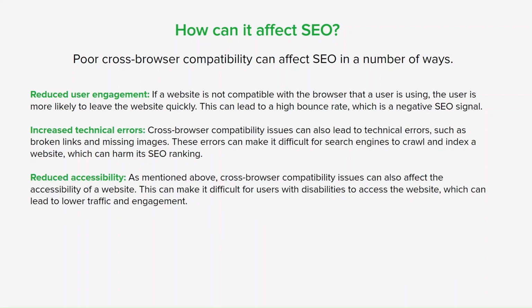And as mentioned above, cross-browser compatibility issues can also affect the accessibility of a website. This can make it even more difficult for users with disabilities to access the website, and it leads to lower traffic and engagement. In addition to that, Google has stated that cross-browser compatibility is a factor that it considers whenever they're ranking websites. So it means that websites that are not cross-browser compatible may rank lower in search engines. Overall, it's important to ensure that a website is cross-browser compatible in order to improve SEO performance and provide a positive user experience.